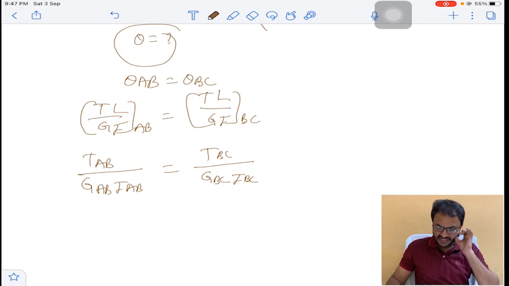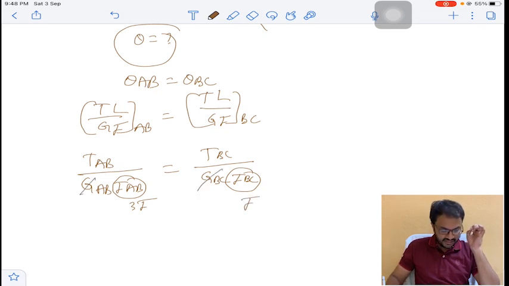So now from this expression, here JAB is equal to 3J. Here J is equal to only J. So G is cancelled. So you will get TAB is equal to 3 times TBC.